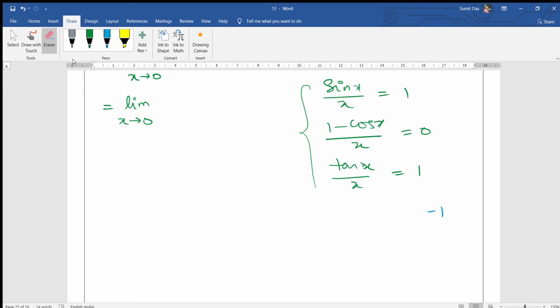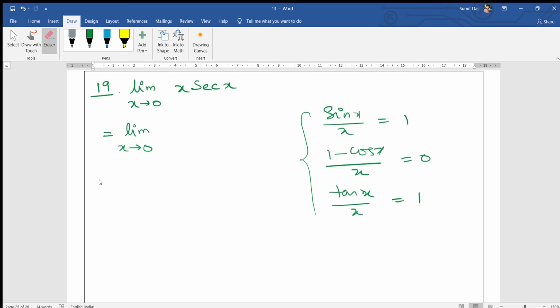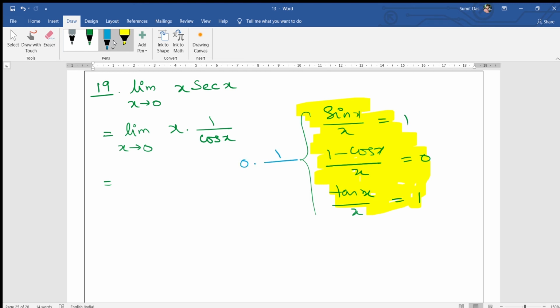Wait, okay, we don't need to actually. x is there, sec x equal to 1 by cos x. Even we don't need all this formula. Very very simple question this is. We can write sec x is equal to 1 by cos x, right? Now try to put the 0 here. If you put 0 here, what I will get? For x I will get 0 into, what is the value of cos 0?